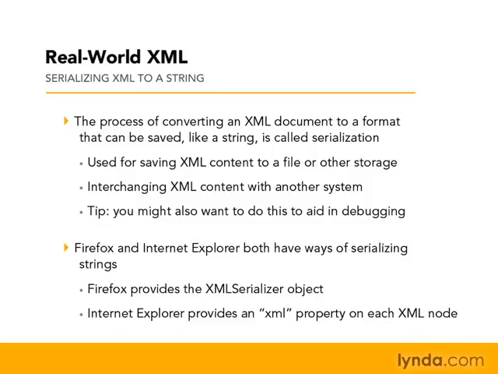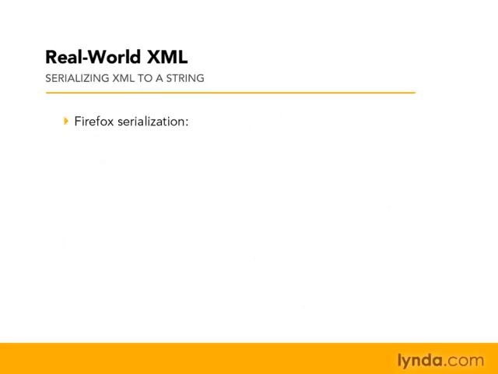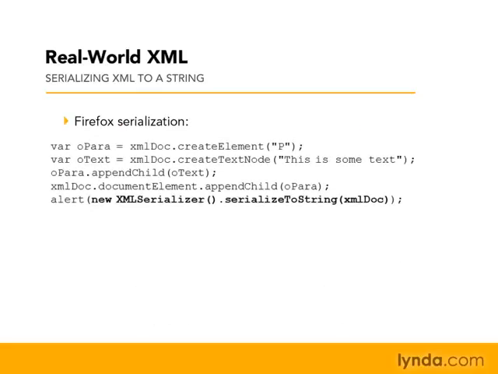And just to review, to perform Firefox serialization to a string, you can see in the top example we've got a document fragment where we create a paragraph element with some text inside of it. And to serialize it out, we instantiate a new XML serializer object and call the serialize to string function with the document as the argument. And as I mentioned earlier, that argument to serialize to string can be any node. It doesn't have to be the document. You can serialize starting at any node in the tree. So we could have passed in the paragraph or the text or anything like that.